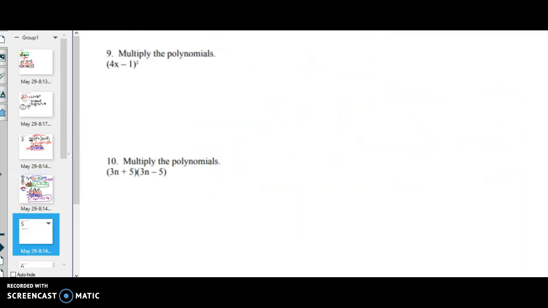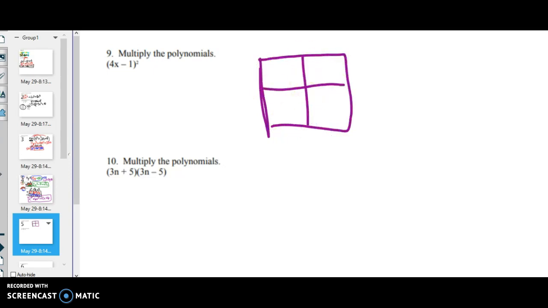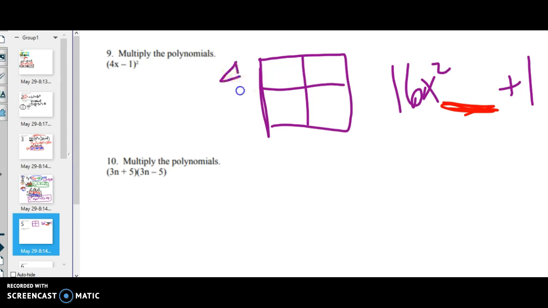All right, we're going to do 2 more in this video, and then I'll make another one. Let's see. Multiply the polynomials. This one I'm going to draw in a box just so you can see it. Most people on this one might just automatically come up with 16x squared plus 1. But I will tell you, if you do that, you're missing what goes in the middle. So let's figure out where stuff came from.